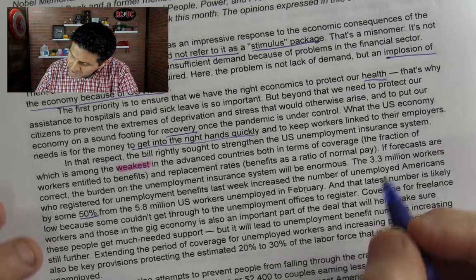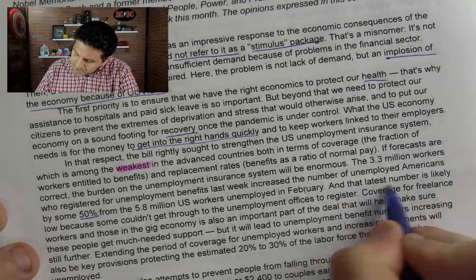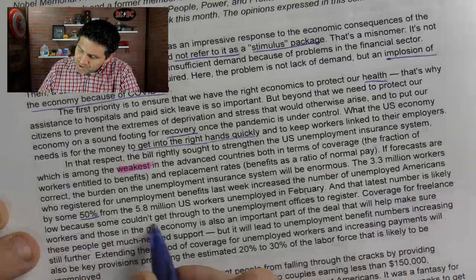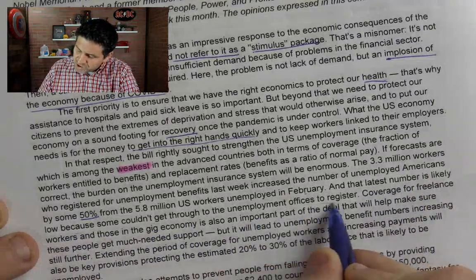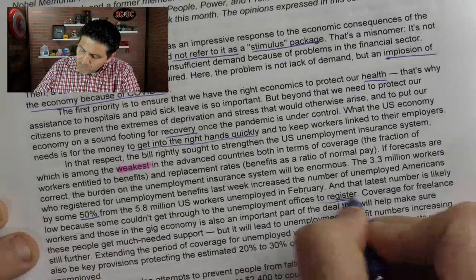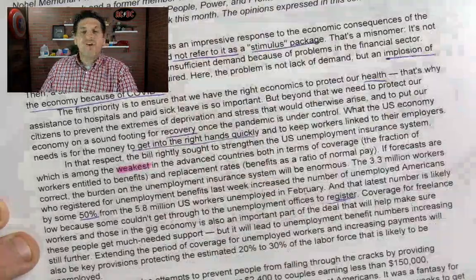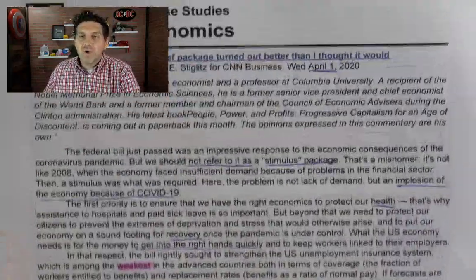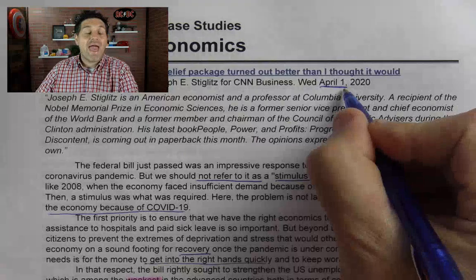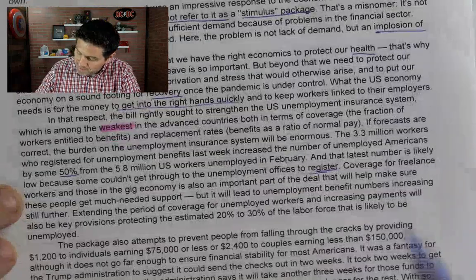But then he says that latest number is likely low because some couldn't get through the unemployment offices to register. Some couldn't even get there. I also want to point out this is an older article. It's April 1st. Things happen fast. So the article is a little old, and we already have these people applying for unemployment.